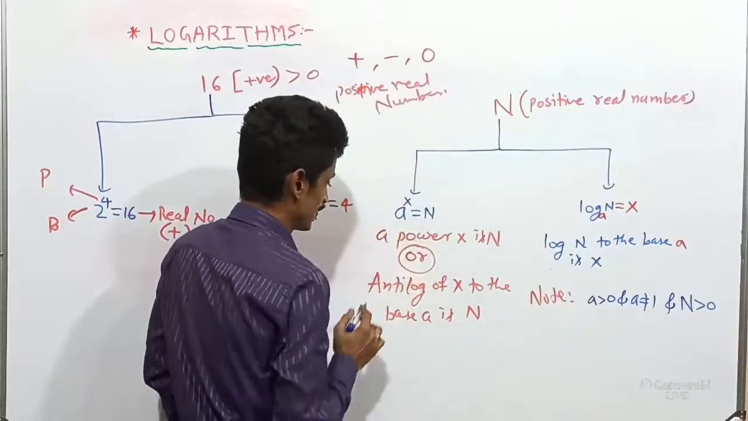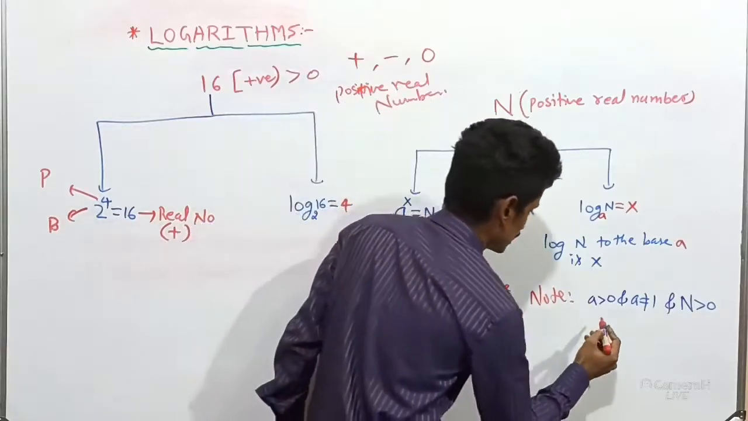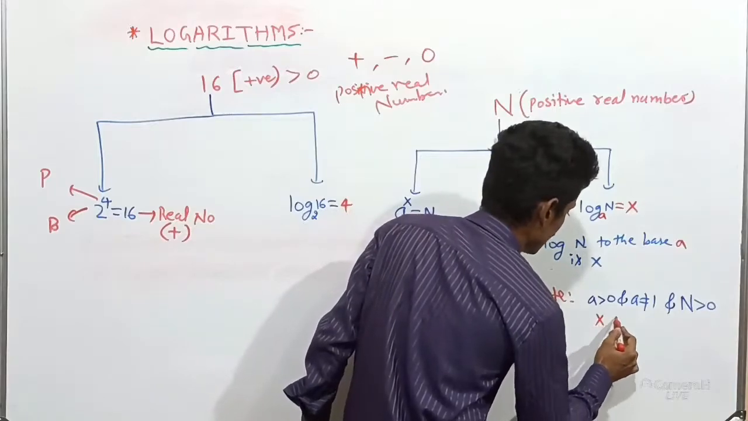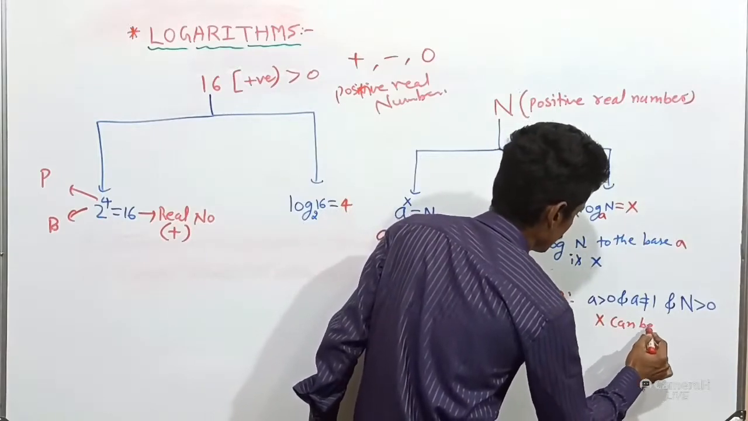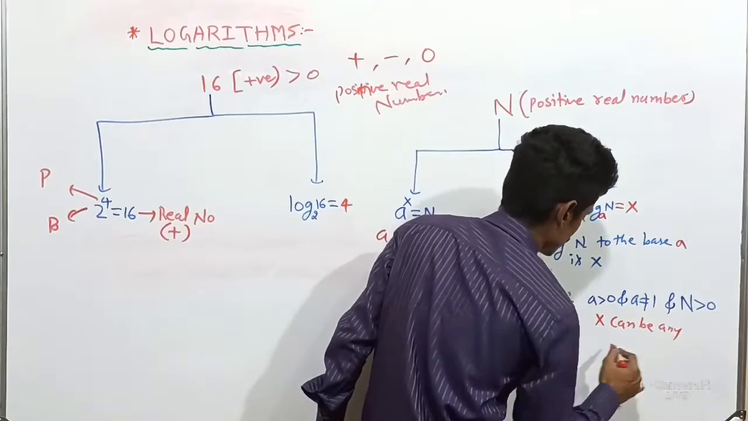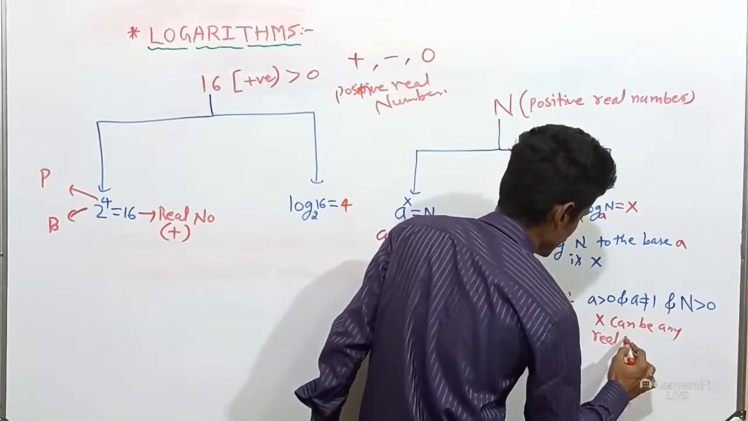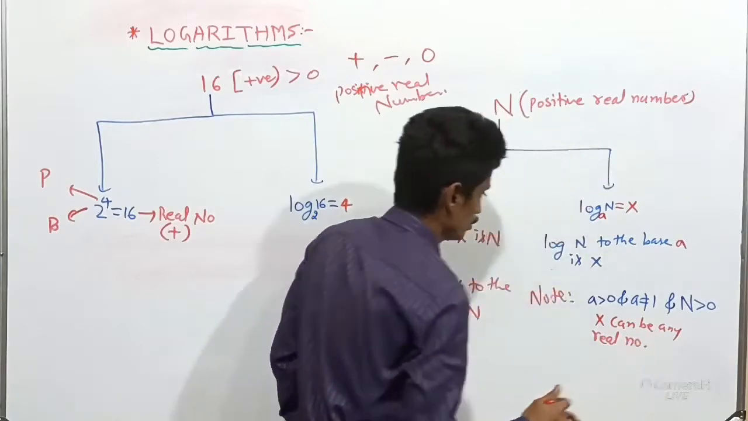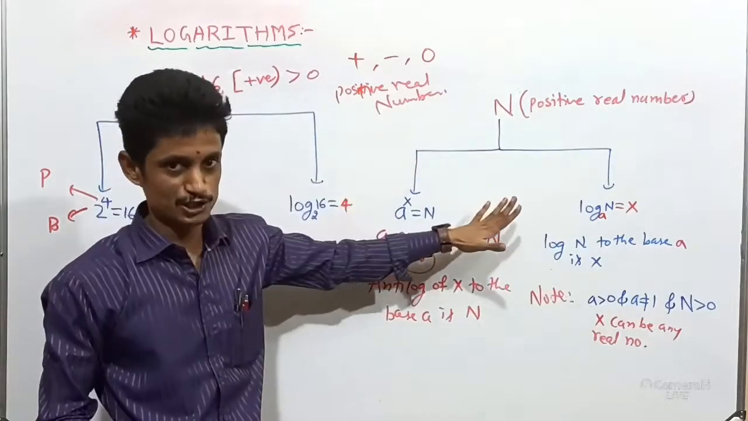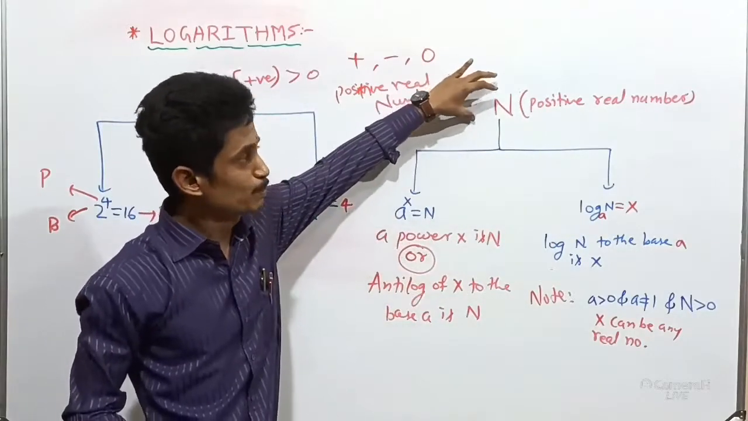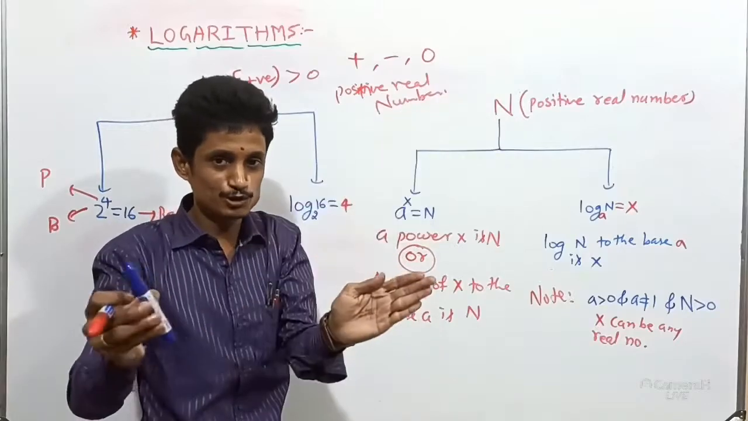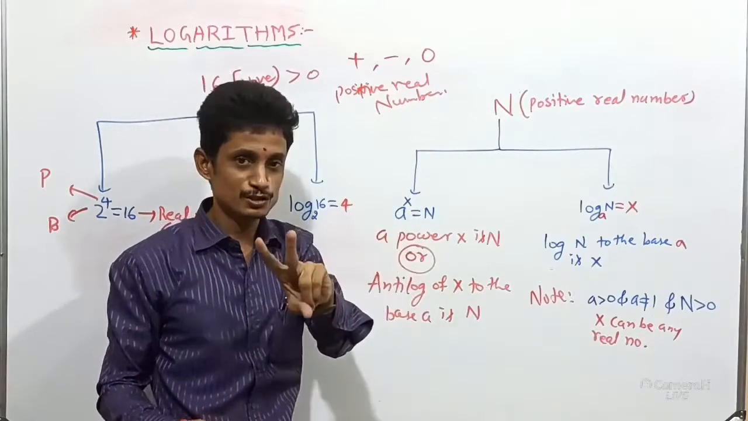And one more variable we have, that is x. About this x, what is this x? X can be any real number. Any real number. Once you look at this complete representation, choose a positive real number. Any positive real number we can represent in two ways.